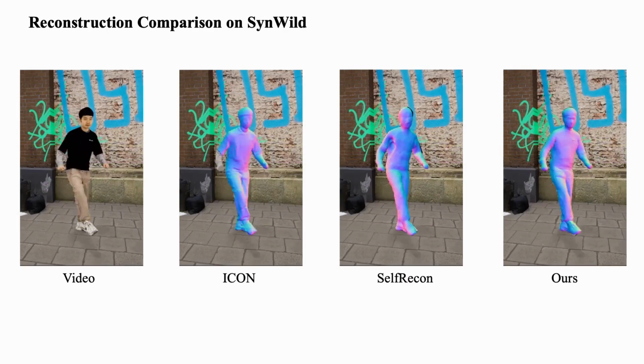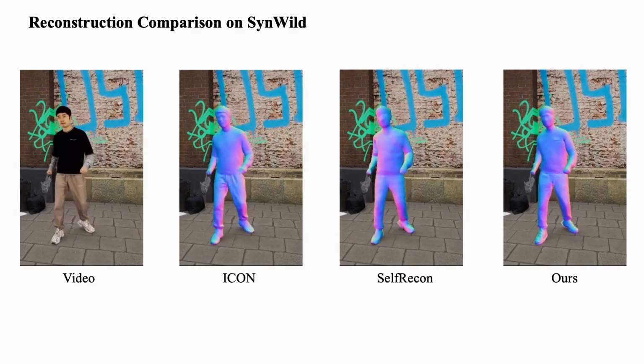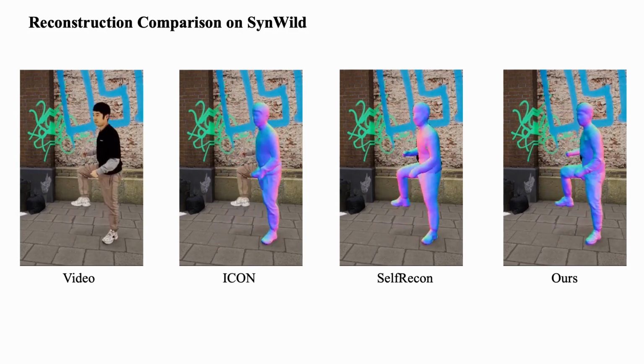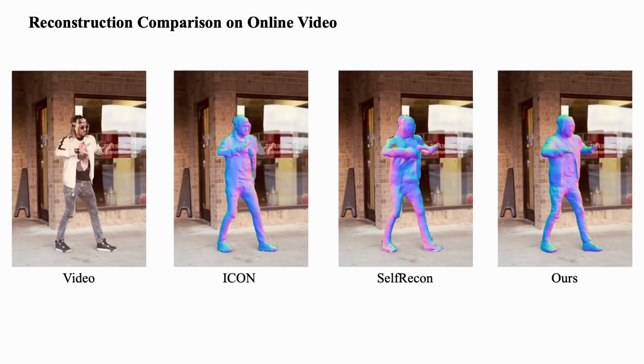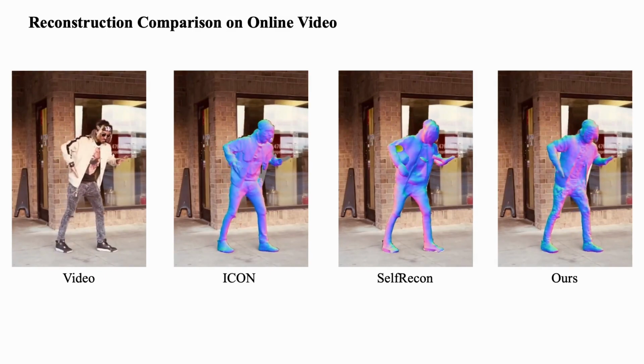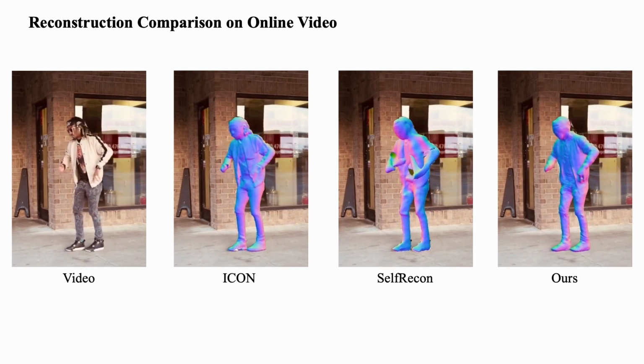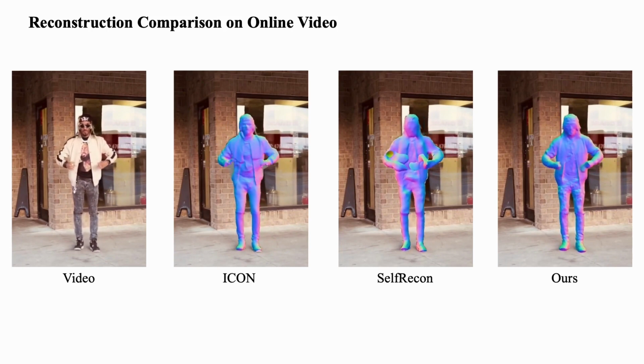The results on our proposed SynWild dataset are consistent with the previous comparison. Our method produces a more complete human shape and recovers more surface details, such as cloth wrinkles. We further conduct qualitative comparisons on online videos. In this more general setting, our method performs consistently better than other baseline methods. We attribute the superiority of our method to the better decoupling of humans from the background by our proposed modeling and learning schemes.